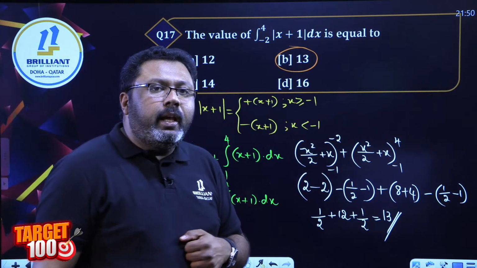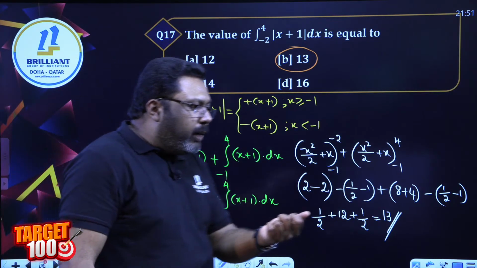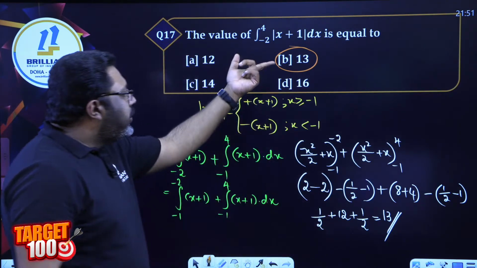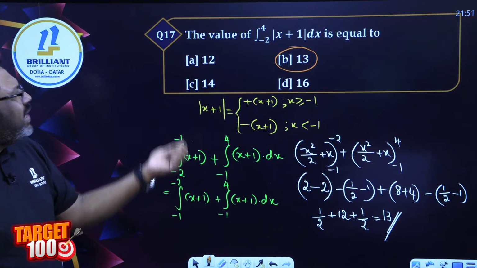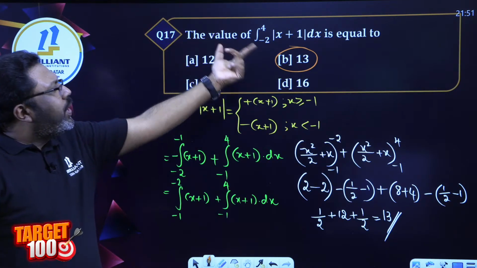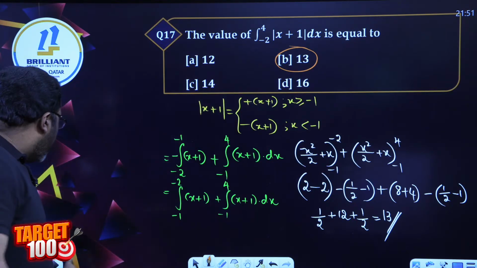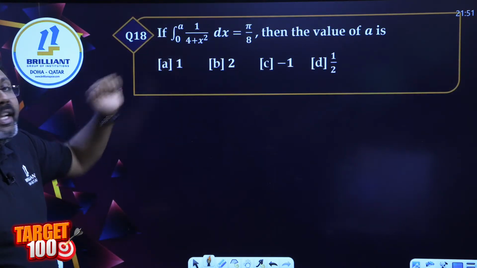Option B, 13. Nobody got the right answer till now? Yes, one of the answers came now, half is. Okay, good. So option B is 13. I wouldn't say it's very important, but the idea is just to teach you that whenever you see a modulus with definite integrals, split them into two parts. But the next question is very important.